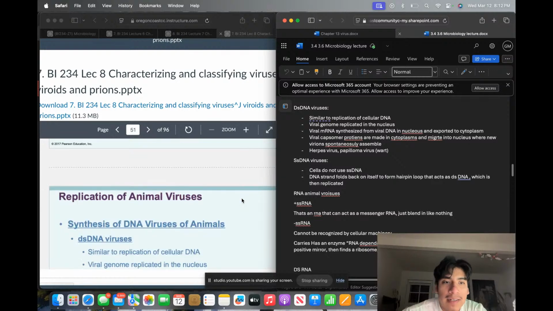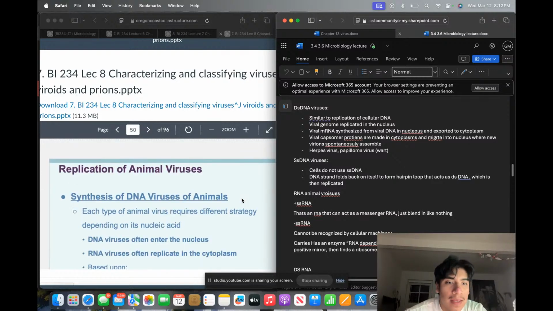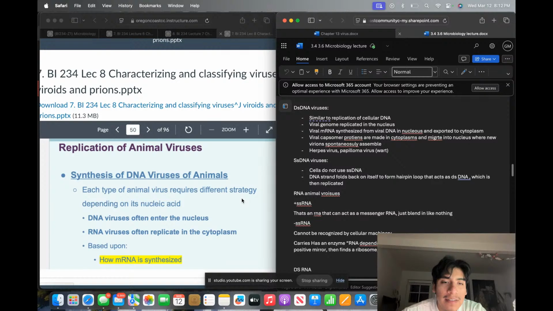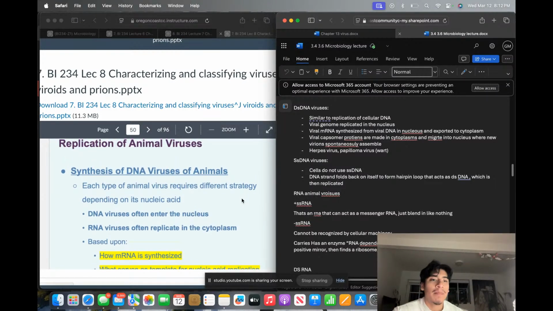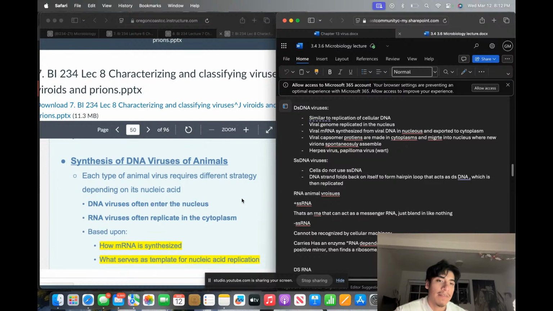All right, so now we're at DNA synthesis. Synthesis of DNA viruses of animals. Each type of animal virus requires a different strategy depending on its nucleic acid. DNA viruses often enter the nucleus. RNA viruses often replicate in the cytoplasm, because the RNA leaves the cell, so it would act in the cytoplasm where the rest of the RNA is.